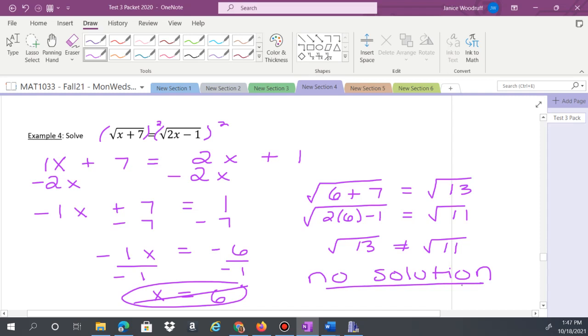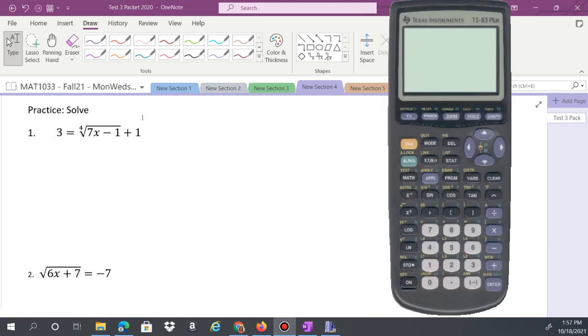Even if the problem looks relatively simple, like this one did. Okay, so we have 3 practice ones. On the next page, go ahead and work on those. Notice the first problem has a 4th root. So after you isolate, when you raise, you're going to raise to the 4th power instead of the 2nd power. All right, let's go ahead and take a look at these.